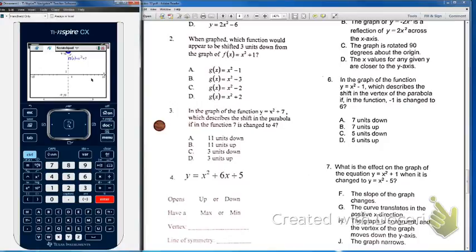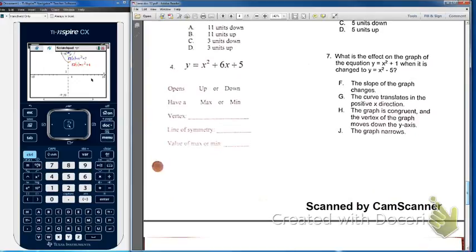Go ahead and push tab. And it says they want to change 7 to 4. So let's graph x squared plus 4. And so you can see the very top, and then you can see this one. What happened? Did it go 11 units down, 11 units up, 3 units down, or 3 units up? 3 units down. Well, you could also see from 7 to 4 is down 3, right? Alright, so let's look at number 4.